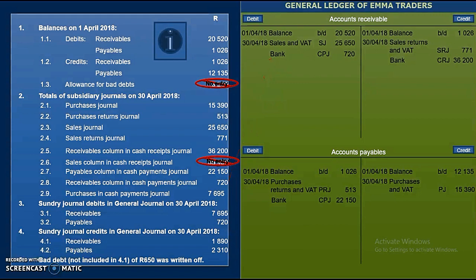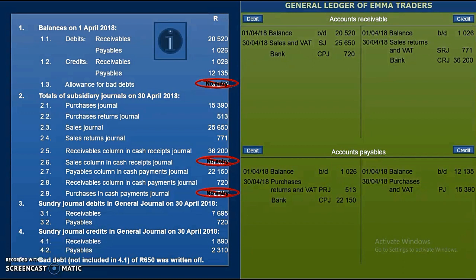Purchases in the cash payments journal represents all purchases made on a cash basis. There's therefore no entry, since only credit purchases increase accounts payable. Credit purchases are recorded in the purchases journal. Cash purchases are recorded in the cash payments journal. There's no entry for cash purchases in accounts payable.